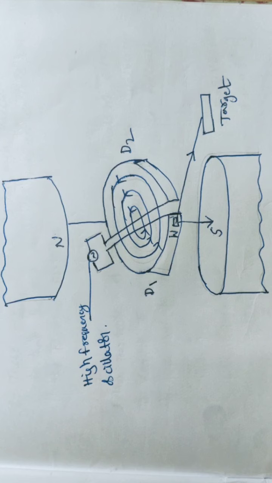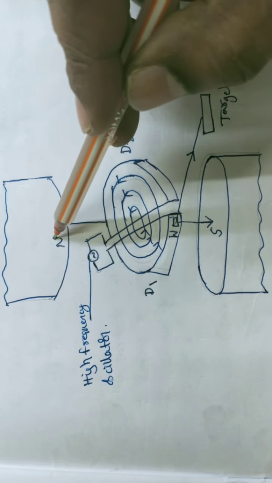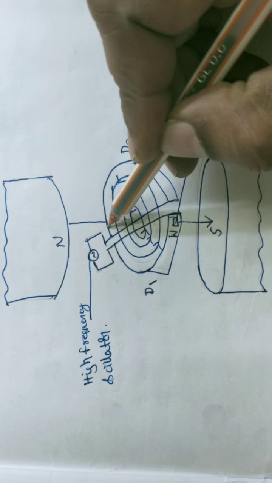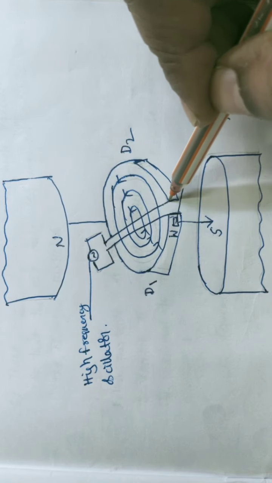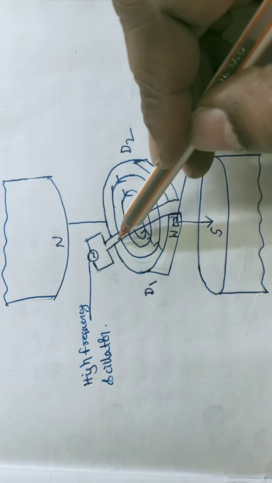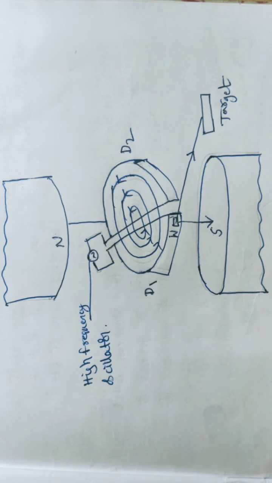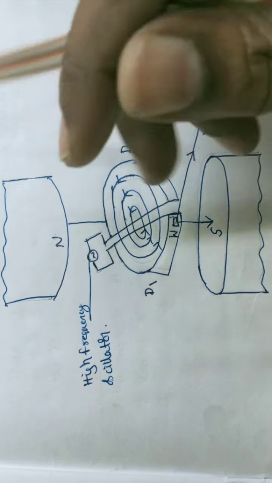Just observe this rough diagram, students. Here I am introducing two strong magnetic poles. For example, this is a strong electromagnet with a north pole, and this is another strong electromagnet, a south pole. In between these two, there are two small disks, each in a capital D shape. These two are named D's, D1 and D2, and they are separated by a small distance.